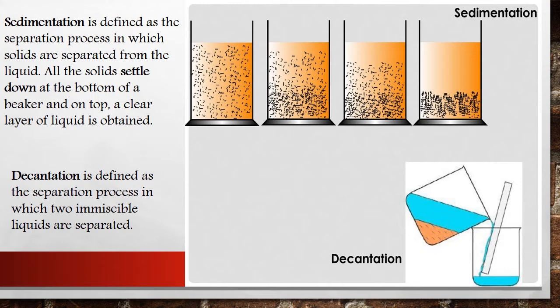Here you can see the definition of decantation also. As you can see in the picture, it is the pouring out of the clear water into a different container very slowly, so that the sediments will not be disturbed. This process is known as decantation. Decantation is defined as the separation process in which two immiscible liquids are separated. So these are the processes of sedimentation and decantation.